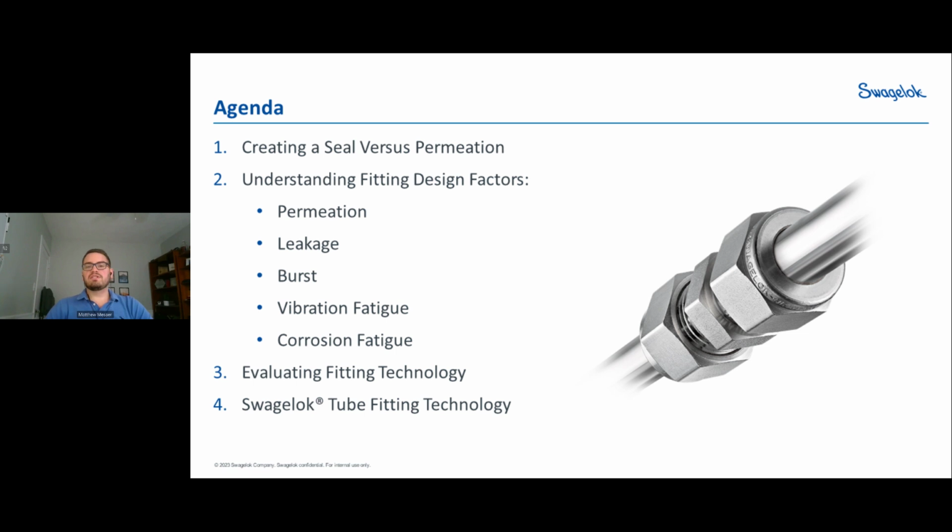What we're going to be covering today is understanding how to create a seal versus allowing permeation through your products, as well as understanding fitting design factors. That's going to include permeation, leakage, burst, vibration fatigue, and corrosion fatigue. John's actually going to jump in on part 3 for evaluating fitting technologies. And then I'm going to jump back in for part 4 for Swagelok tube fittings and go through that.